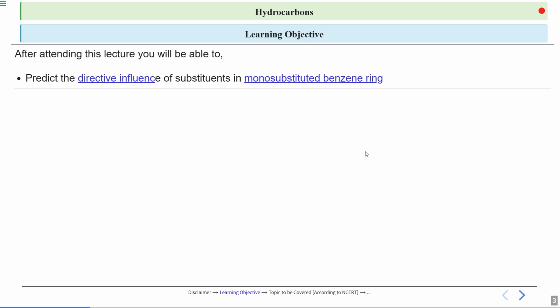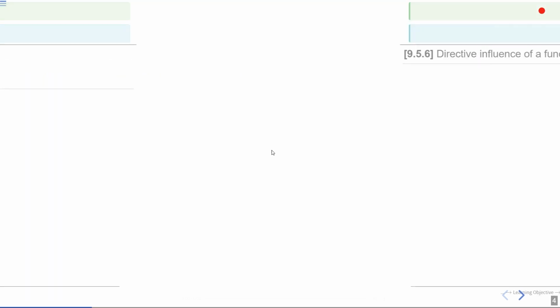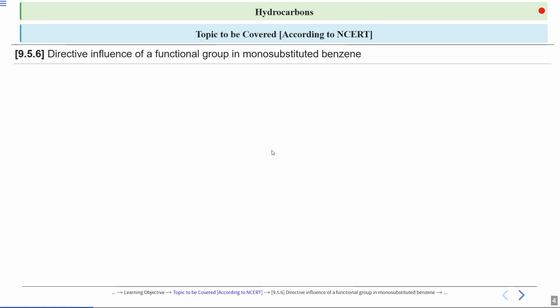So, today we will explore that angle, where we will see the difference in reactivity of the monosubstituted benzene, depending on the substitution that it has undergone. If I talk about the specific name of the NCERT section that we are going to cover, we will be covering 9.5.6, directive influence of a functional group in monosubstituted benzene. After that, we will summarize the whole thing with a short summary.